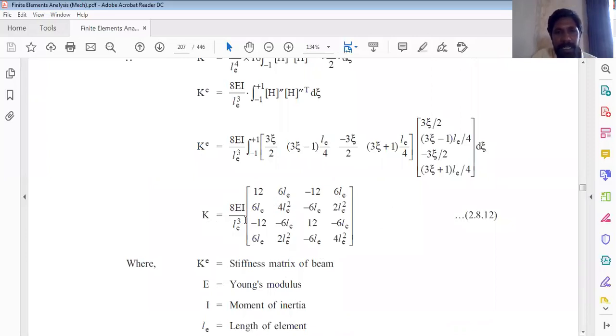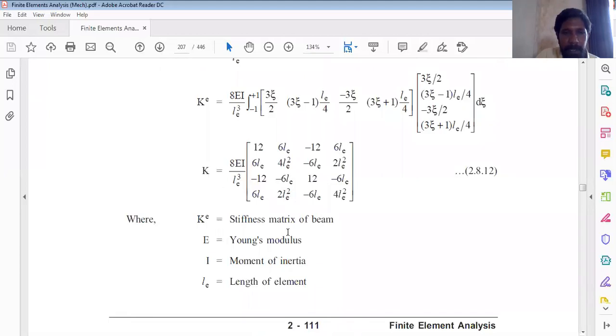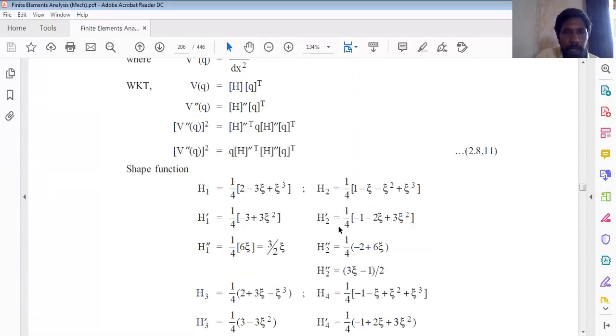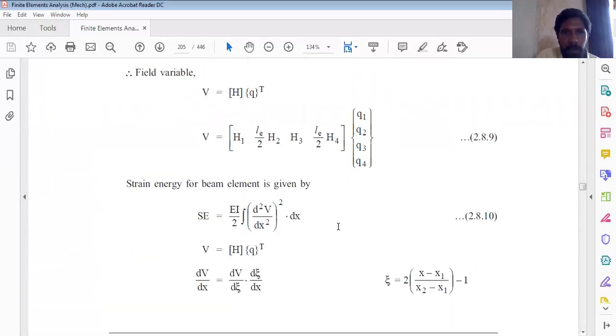minus 12, 6 Le; 6 Le, 4 Le square, minus 6 Le, 2 Le square; minus 12, minus 6 Le, 12, minus 6 Le; 6 Le, 2 Le square, minus 6 Le, 4 Le square, where K is the stiffness matrix, E is the Young's modulus of the material of the beam, I is the moment of inertia, and Le is the length of the element. So I will just give an overview of the stiffness matrix of beam element.